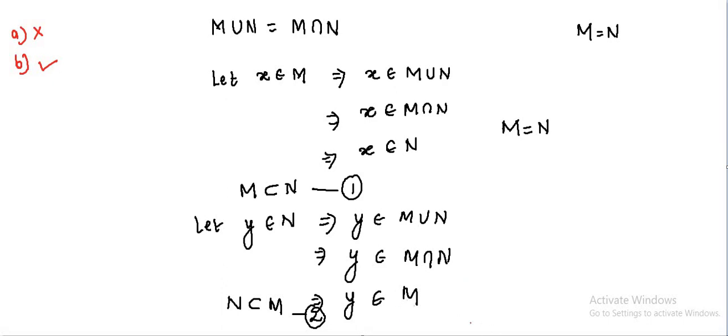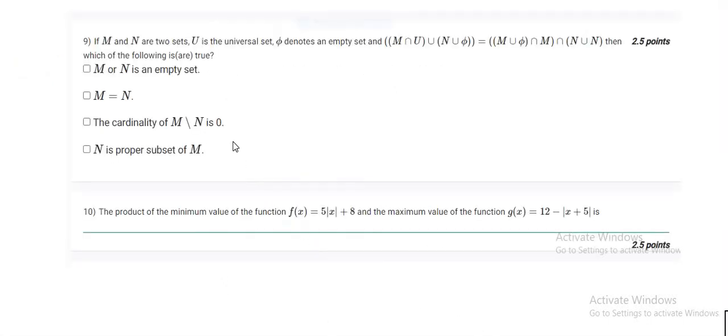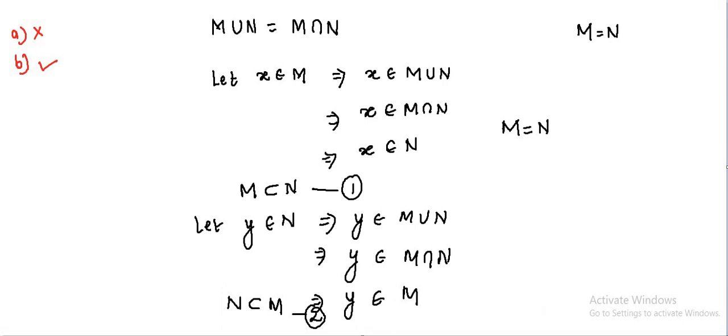Moving on to option C, it says that the cardinality of m minus n is 0. As we have seen, with this result we have come upon this one, that m is equal to n. If I subtract n from m, the result that I am going to get is the empty set. And we know that the cardinality of the empty set is 0, hence your option C is also correct.